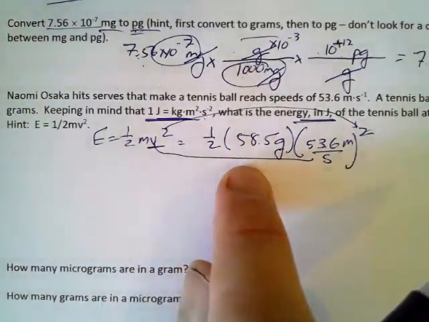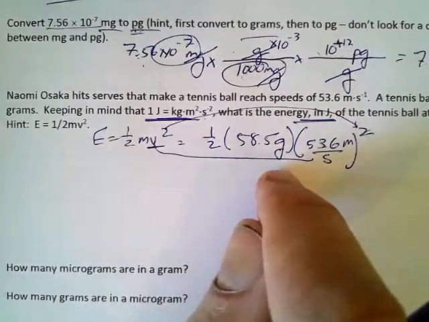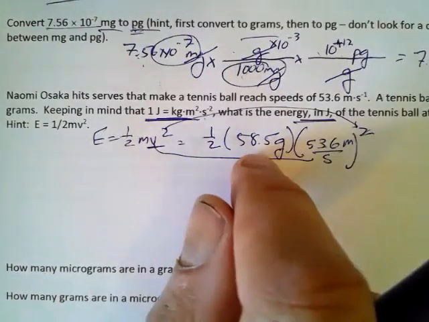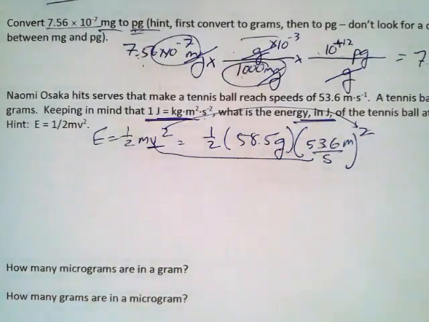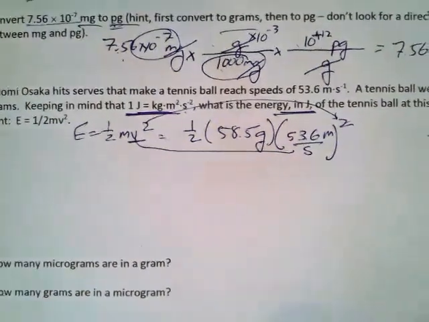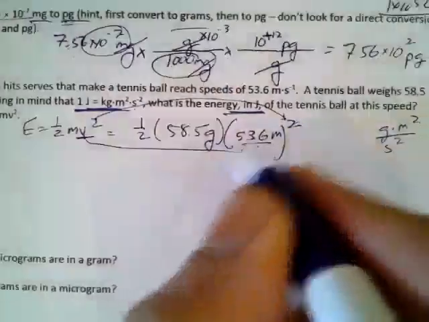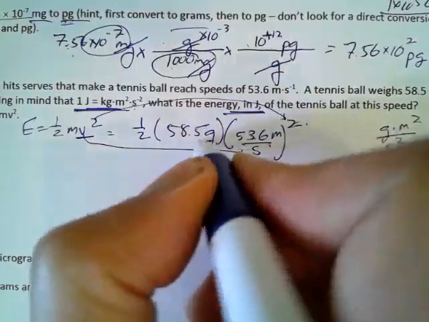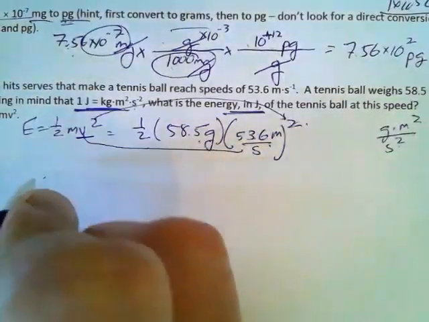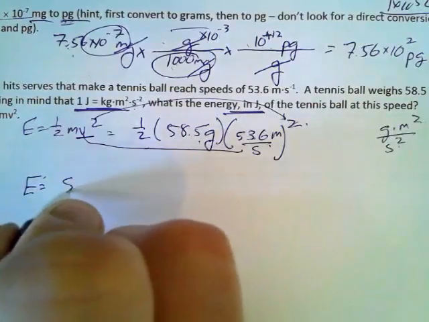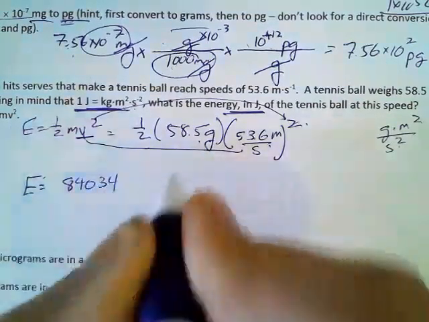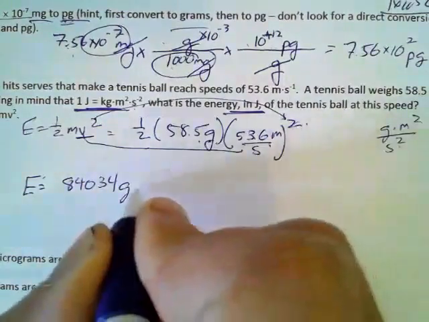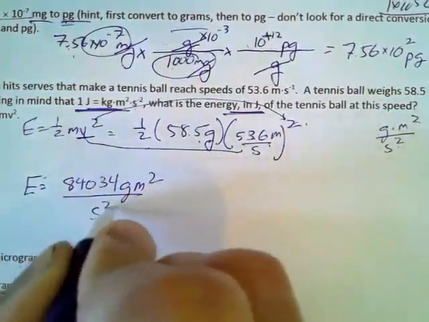Now, we could choose to do it right now and convert grams into kilograms and insert that into our problem. I'm going to choose to wait and do it at the end. So if I take 53.6 squared, multiply that by 58.5, and divide the answer by 2, if I've done things correctly, I get E is equal to 84,034. And then we have our units, grams meters squared per second squared.